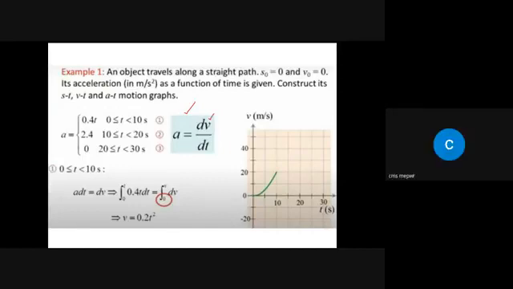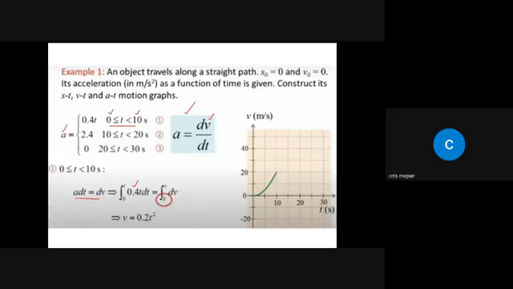If we take the integral of this acceleration, we will get velocity. So first we will use the equation a dt equals dv. But for the first interval, 0 to 10 seconds, instead of acceleration we will use this 0.4 t value, right? And the time limit will be from 0 to 10.